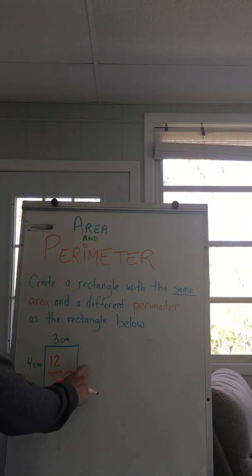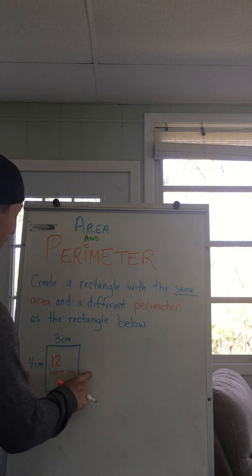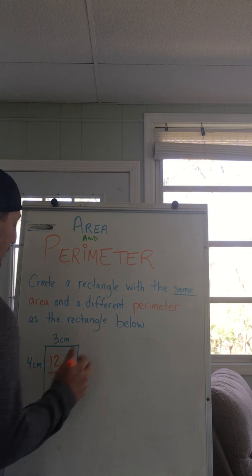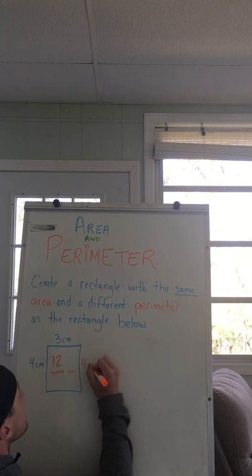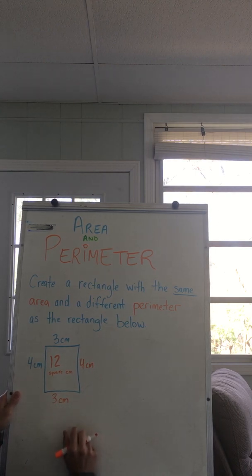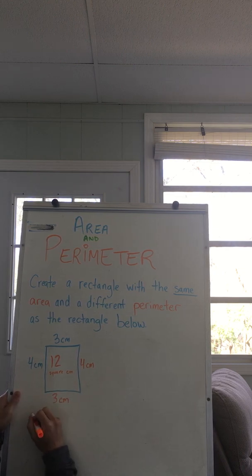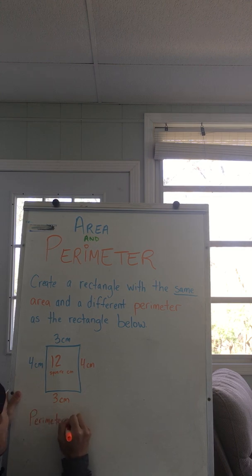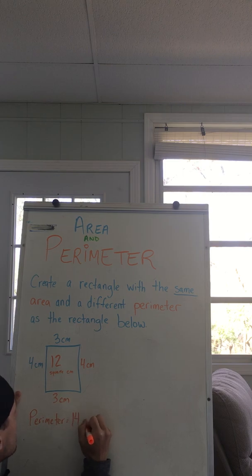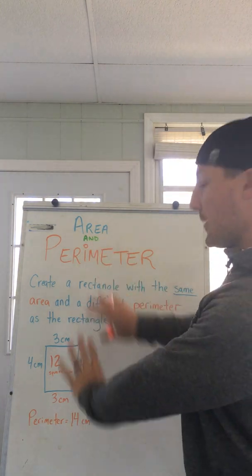sides. So I need to fill in what this side would be and what this side would be, even though they're not labeled. So I know because this is a rectangle that opposite sides are going to be equal. So I'm going to fill in this side as 4 centimeters and this side as 3 centimeters. So 3 plus 3 is 6, 4 plus 4 is 8, and 6 plus 8 is 14. So my perimeter is 14 centimeters.